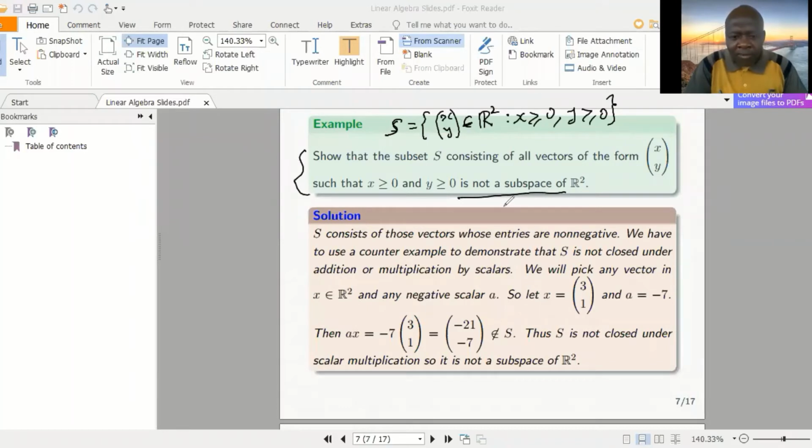I want to choose a vector in S. Let me choose 1, 2. Is it in S? Let me see. 1 is greater than 0, that is okay. And 2 is also greater than 0, that is okay. So this one is in S. Now, we are not told how to choose the scalars. We are just told we choose any scalar. So the scalar that I want to choose is negative 2. Let me get the product of this scalar and x. This time that will be negative 2, and this time that will be negative 4.